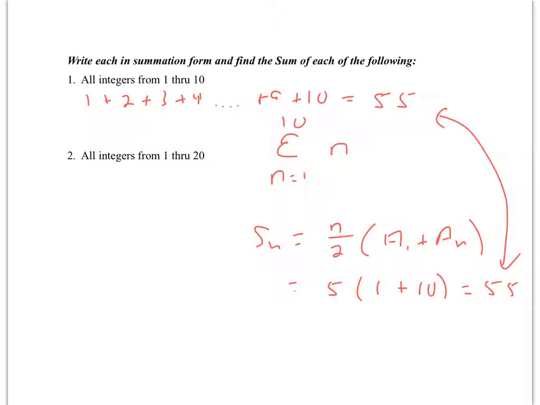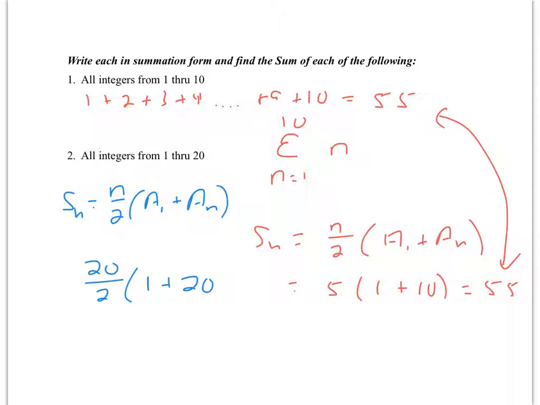Okay? If I want to do the second one, numbers 1 through 20, again, S sub n is going to equal n over 2 times a sub 1 plus a sub n. So if I want to add up all the numbers, 1 plus 2 plus 3 plus 4 plus 5 plus 6, all the way up to 20, our n is 20, so that's 20 divided by 2, times our first term, which is 1, plus our last term, which is 20. 20 divided by 2 is 10, times 1 plus 20 is 21. So this series is equal to 10 times 21, which is 210.